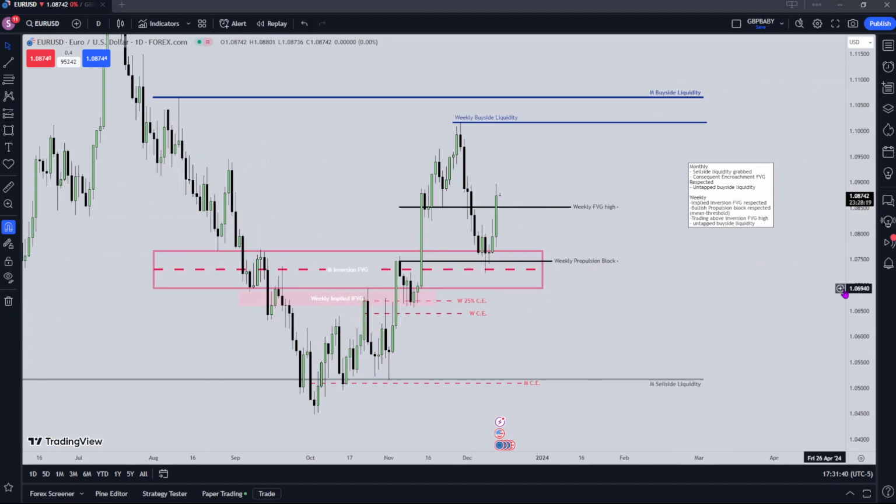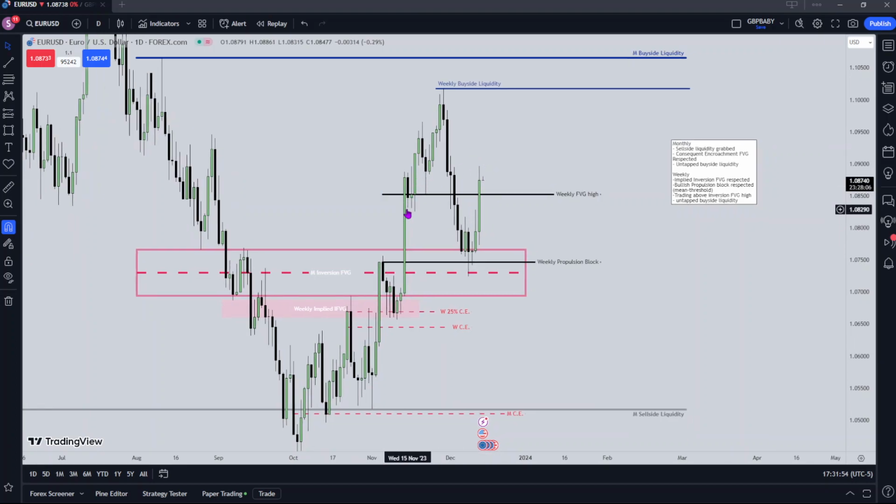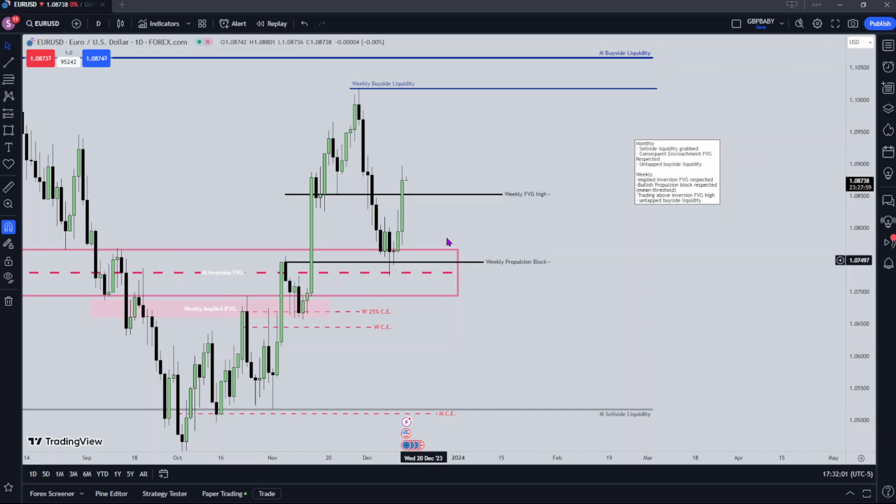So now that everything's been drawn on, we have this weekly fair value gap high that I'm going to keep my eyes on. And remember, we're still aiming for this buy side liquidity up here. So the daily, what can we see? Well, obviously we've got a fair value gap here, but we already know that's a fair value gap because that's a weekly fair value gap high. So we need to be looking at this little price action because this is the current trading range we're in.